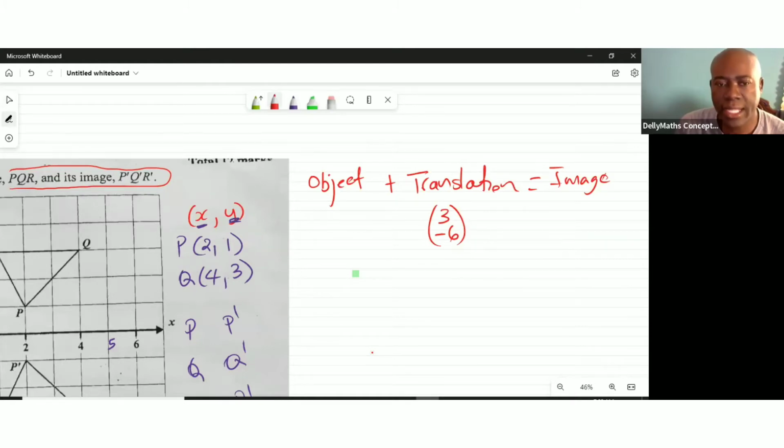So quickly, let's look at the point P. The point P, I'm going to write it in a vector format, 2, 1, plus the translation 3, negative 6. Adding matrices, we're looking at 2 plus 3, then 1 plus negative 6.